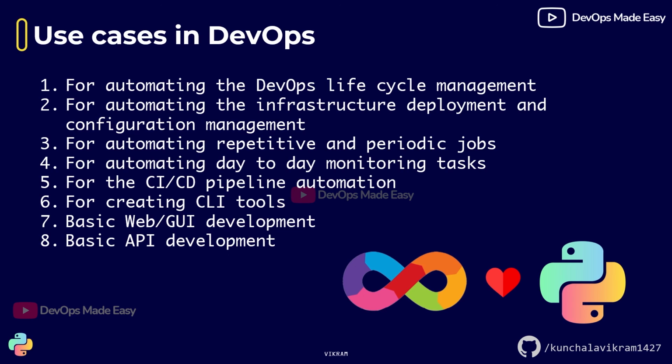For creating CLI tools, just like kubectl or the Git CLI, you can create your own CLI tool and work with any of the DevOps tools using Python. You can also create basic web and GUI applications in Python, which are specific to your DevOps scenarios. And for basic API development in DevOps, you can also use Python.